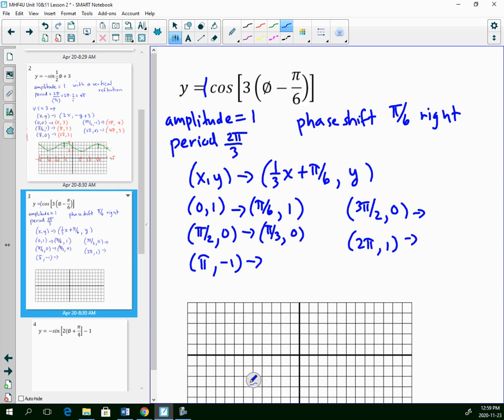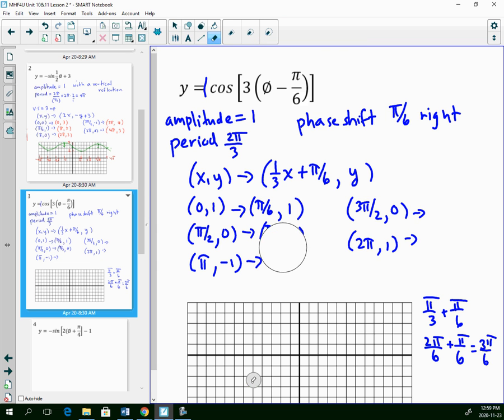Then we have 1/3 times pi is pi over 3. And we have to add that to pi over 6, so you need a common denominator. So you've got pi over 3 plus pi over 6. We're going to change pi over 3 to 2 pi over 6, which gives us 3 pi over 6. So maybe I'll leave it as pi over 6 just because it's easier to graph. Or you can reduce it. So this was 2, this is 3.